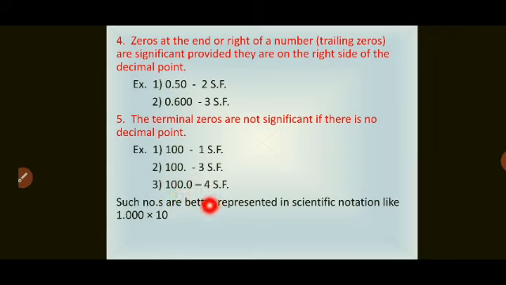It is 4 significant figures because the zero is mentioned here. Hence 1, 2, 3, 4. 4 significant figures are there. So such numbers are better represented in scientific notation like 1.000 into 10 to the power. We can write it as 10 to the power 2, 10 to the power 3, like this for any given number.